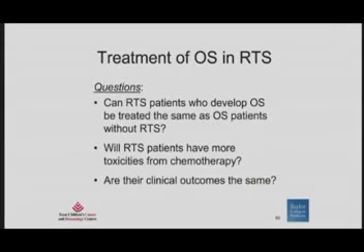So one of the questions that comes up not infrequently from clinicians taking care of patients with osteosarcoma is, if there's a patient with RTS who develops osteosarcoma, can they be treated the same as osteosarcoma patients without RTS? Will these patients have more toxicities from chemotherapy, and are their clinical outcomes the same?